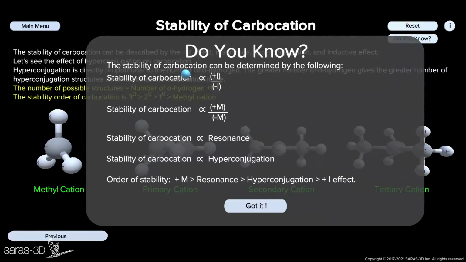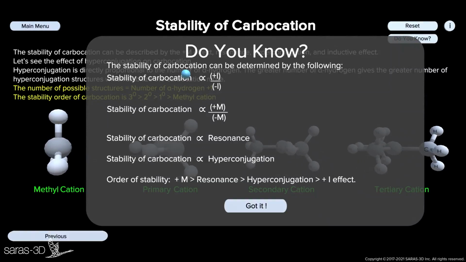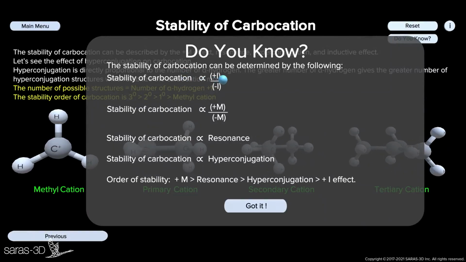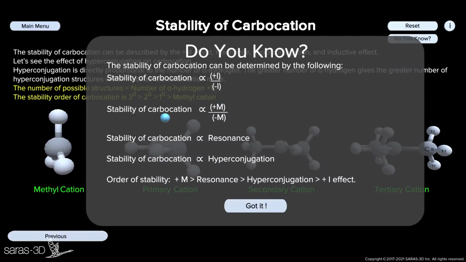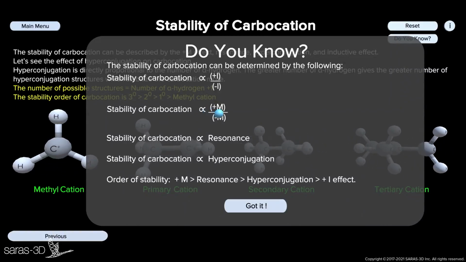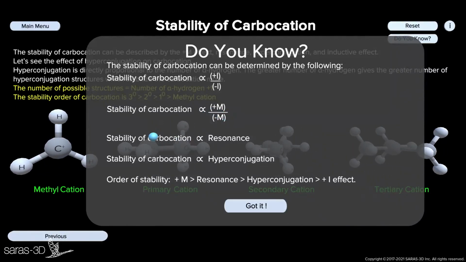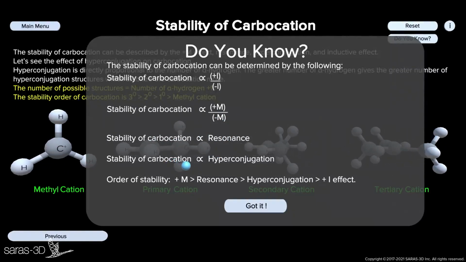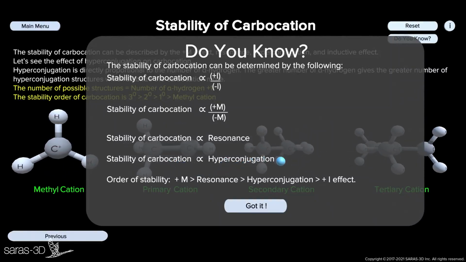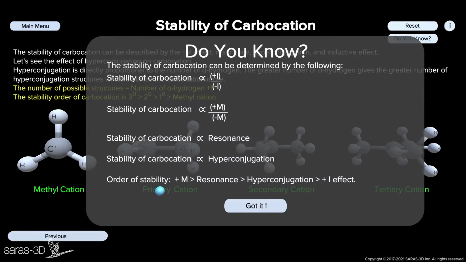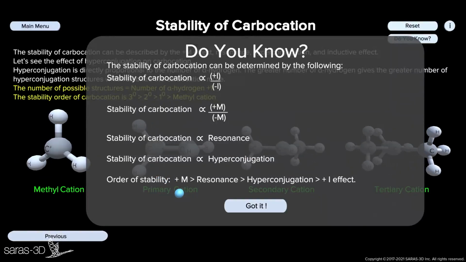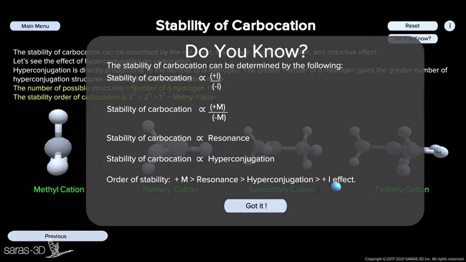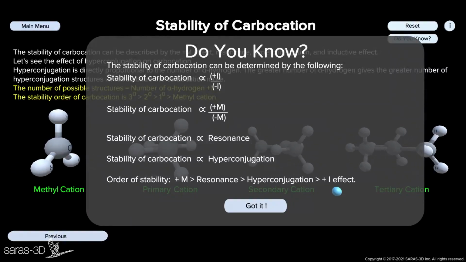So, do you know the stability of a carbocation can be determined by the following? Stability of a carbocation is directly proportional to the +I effect. Then, the stability of a carbocation is directly proportional to the +M effect. Stability of a carbocation is directly proportional to resonance, and also directly proportional to hyperconjugation. But when you talk about the order of stability, the priority order is first the +M effect will be considered, then resonance, then hyperconjugation, and lastly the inductive effect, that is the +I effect.